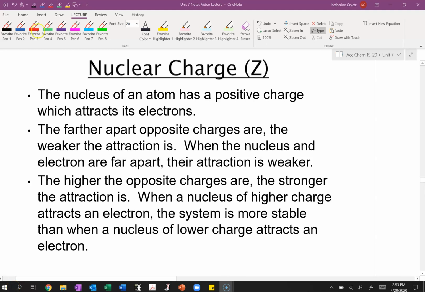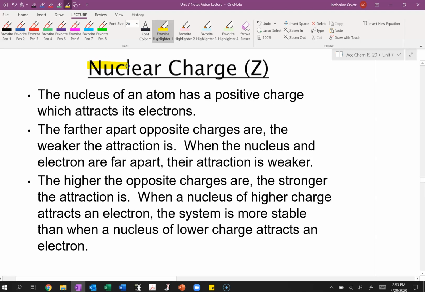Okay, this video is going to detail some basics and some new vocabulary around the atom, but then it's also going to get into some properties of different atoms and being able to differentiate atoms of different elements based on some of those properties.